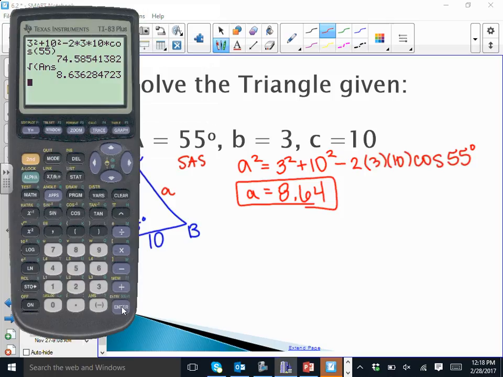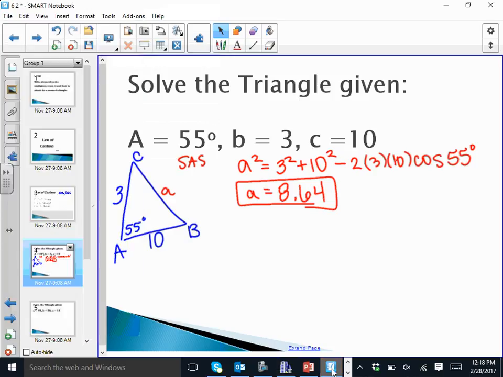Find the other angles. Okay, so now some of you are getting excited. Can we use the law of sines to find the other angles? Is that possible? Well, let's think about this. Now that I know this side, do we technically have side-side-angle available? Yes, we do.